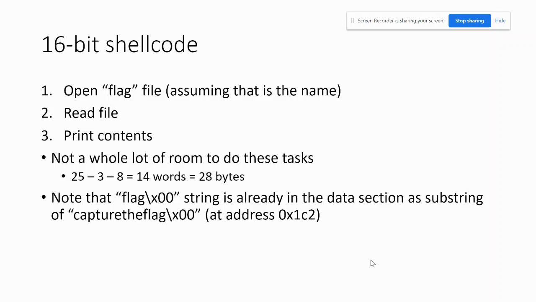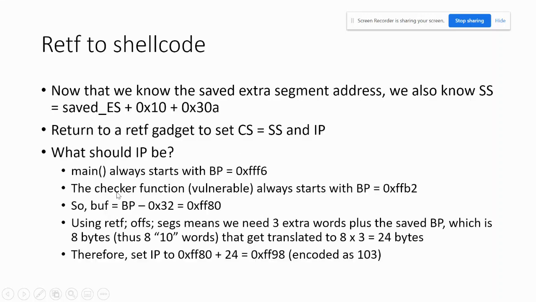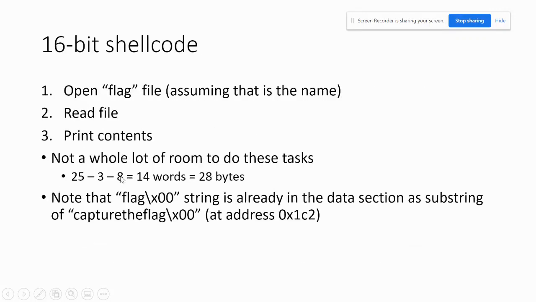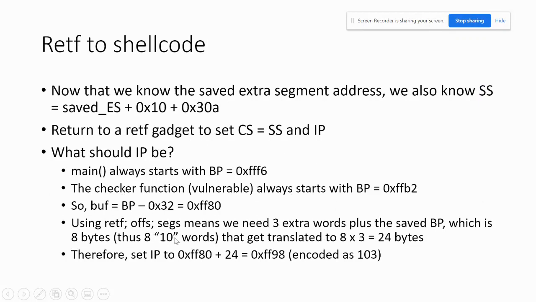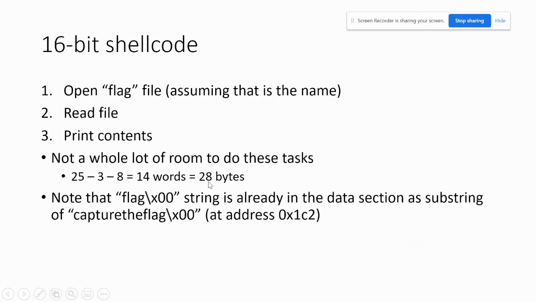Okay, so now for our shellcode, we essentially need to do only 3 tasks. First is to open the flag file, then read the file, and then print its contents. Not that difficult, right? However, there's not a lot of room to do this, because we need 3 words for the retf gadget with our segment and offset for IP and CS, and then we need 8 for the overflow in the first place. That leaves us with 28 bytes. Not a lot, but it should be sufficient on a 16-bit machine.